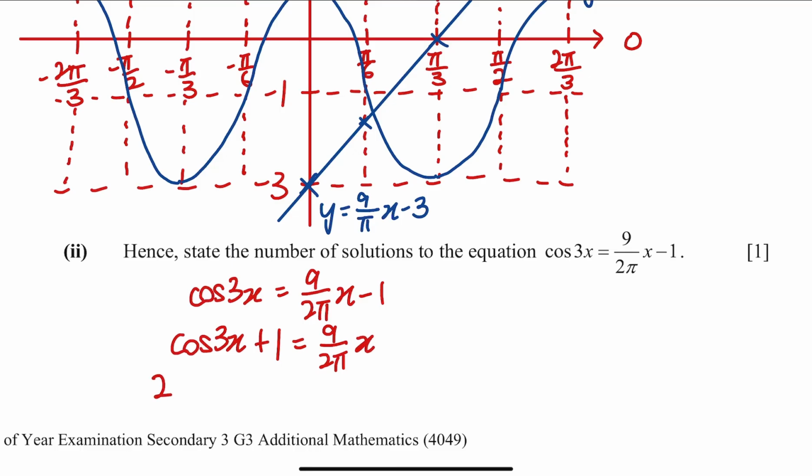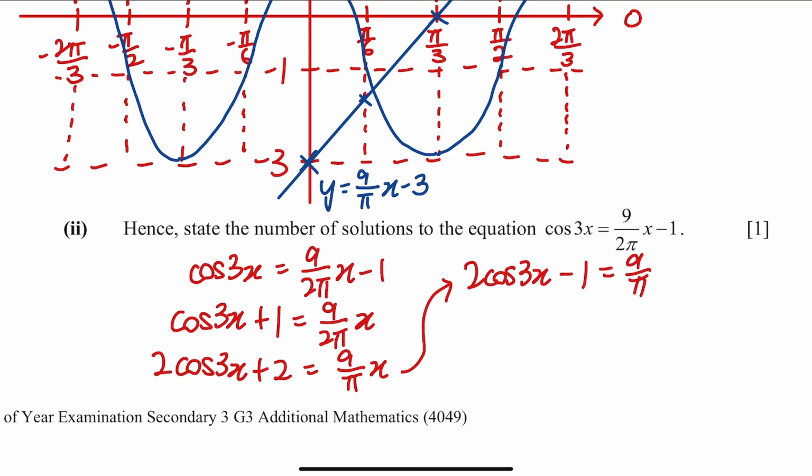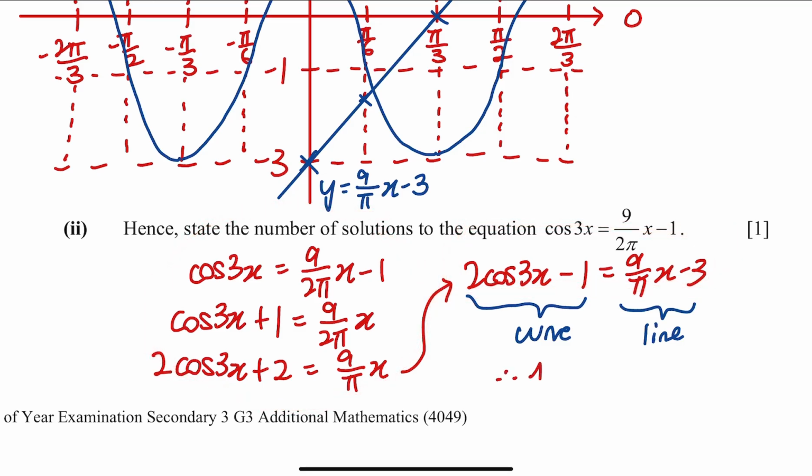Okay, so therefore 2 cosine 3x plus 2 equals to 9 over pi x. Therefore 2 cosine 3x plus 1, I minus 3 on both sides. Minus 1 equals to 9 over pi x minus 3. With this manipulation, I can see that this is the curve, the trigo curve, this is the line. Therefore, only with this workings over here, we can therefore conclude, one solution.